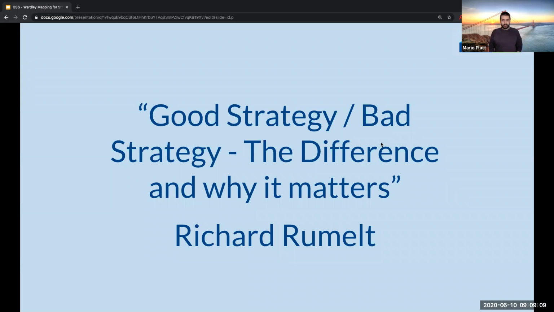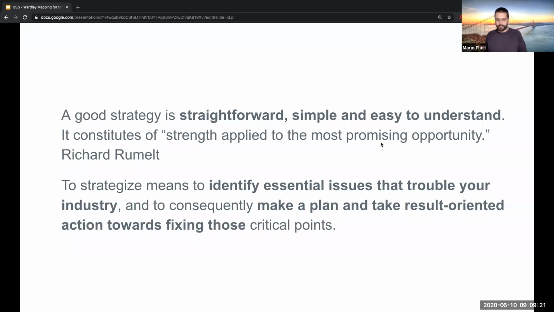There's a brilliant book that I would recommend everyone to read called Good Strategy, Bad Strategy: The Difference and Why It Matters by Richard Rumelt. And we're going to be introducing what that is now. So a good strategy is straightforward, simple, and easy to understand, right? We should not be making our strategy too complex because it will get difficult to get points across. And the more things we have there, the less focused we're being. So by definition, less strategic, because strategy is about focus.